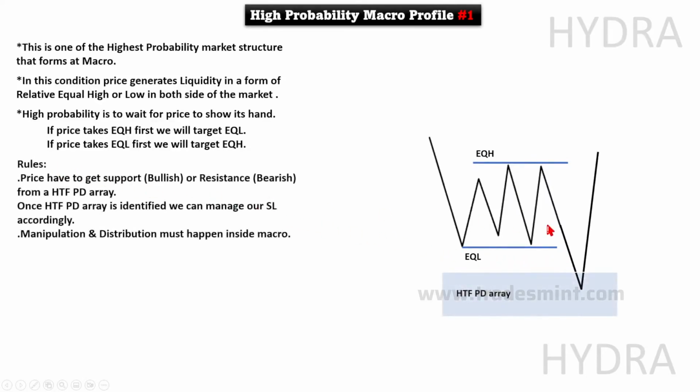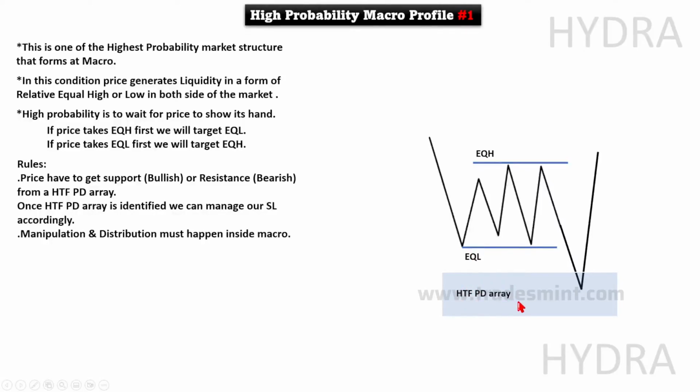So in this condition, we have a couple of rules. Without these rules, this condition is not high probability. So what are the rules? The first rule is price has to get support in a bullish condition or resistance in a bearish condition from a higher time frame PDA. Suppose price is clearing out relative equal lows first. So below these relative equal lows, we'll have to find a higher time frame PDA. This is a bullish scenario, right? Price is clearing out relative equal lows first, so we are looking for a bullish trade. So on higher time frame, we'll also be looking for a bullish PDA, specifically below this relative equal low.